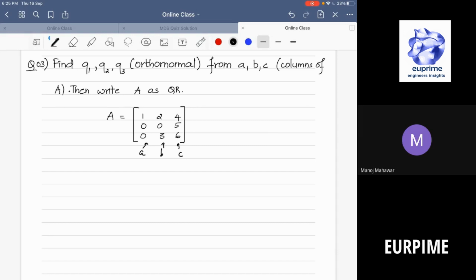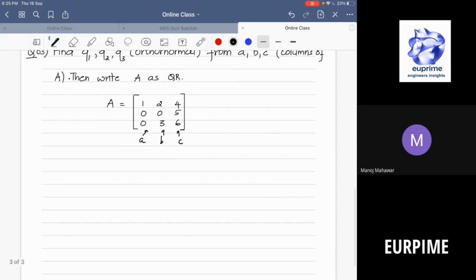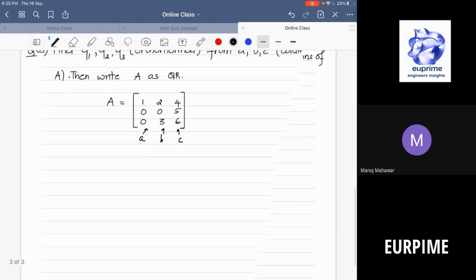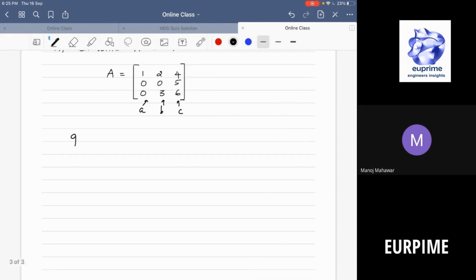Let me solve this problem. It asks to find orthonormal vectors q1, q2 and q3. You can get q1 directly from column 1, which is a divided by the length of vector a. Since a is 1 0 0, the length is 1. So q1 is nothing but 1 0 0, correct?